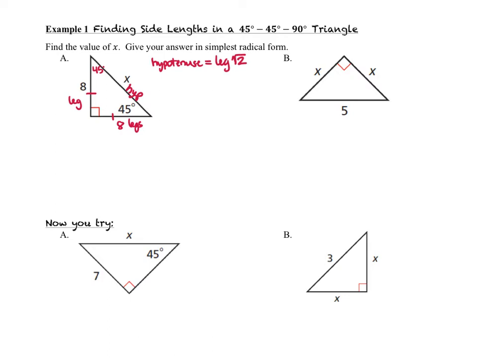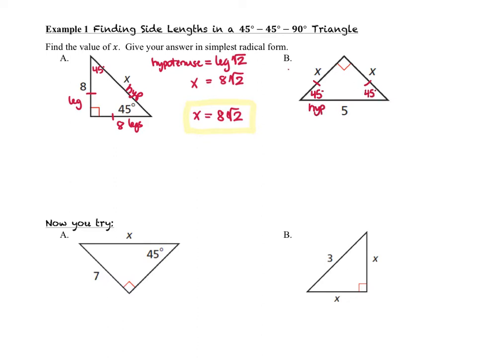So we substitute in x for the length of the hypotenuse and 8 for the length of the leg. And so we know the length of the hypotenuse is 8 times the square root of 2. In question B, we've got another right triangle. Again, it's isosceles, and again, that means it has to be a 45-45-90 right triangle.